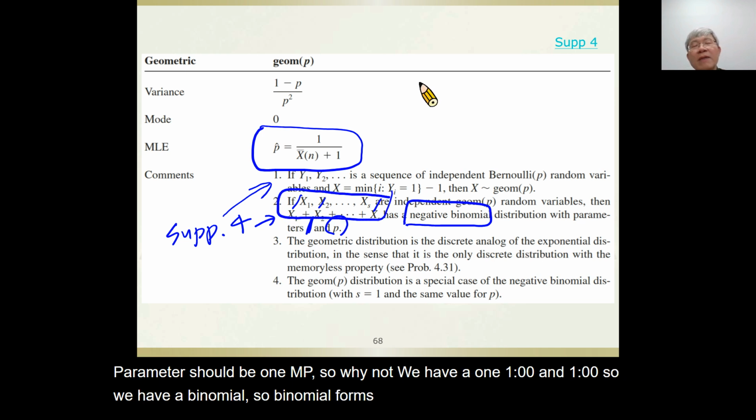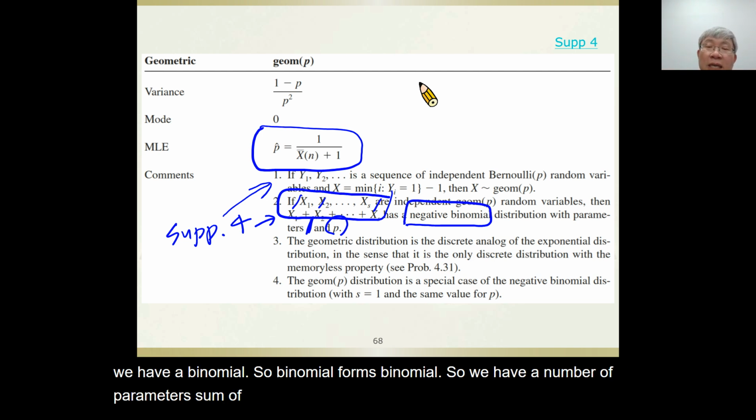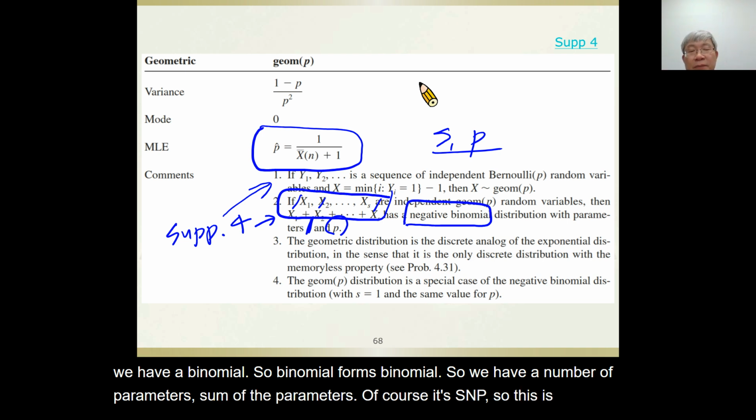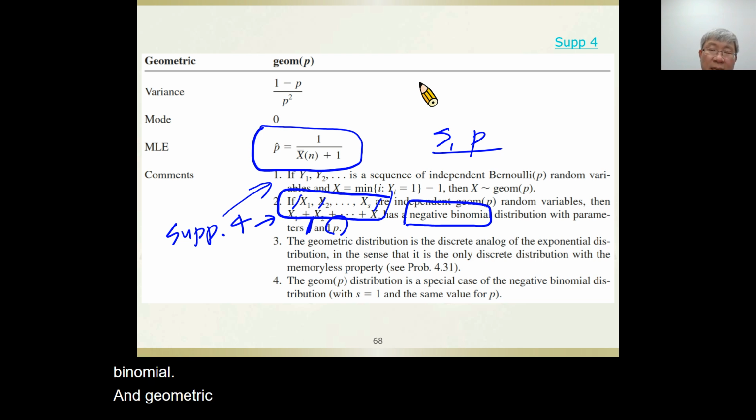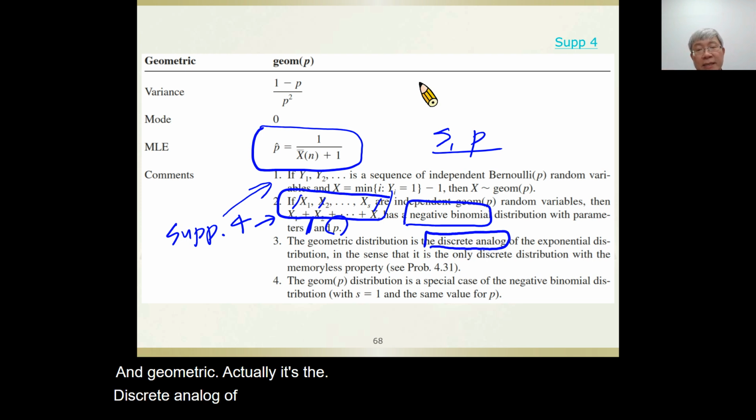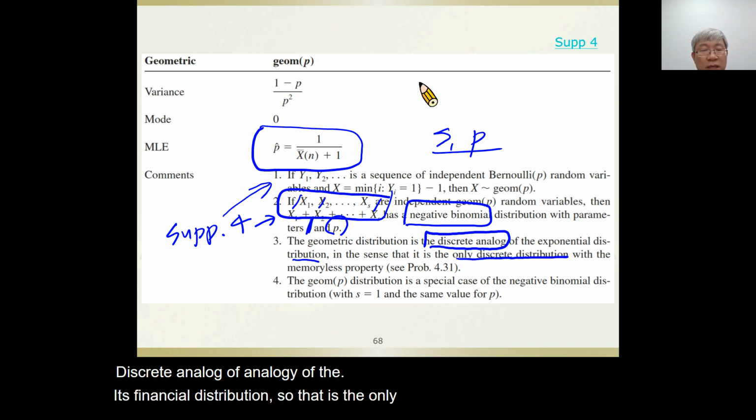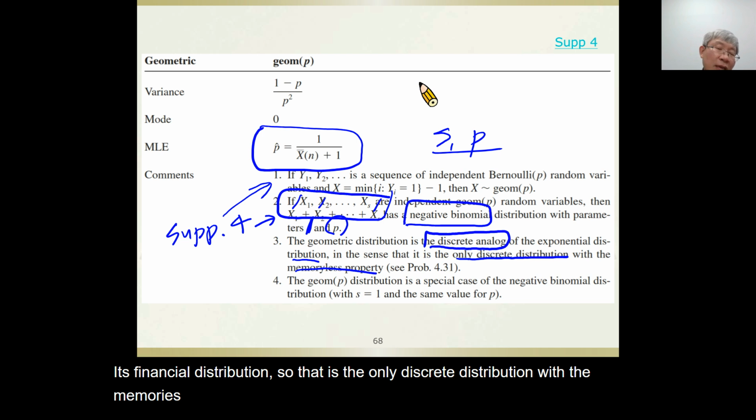So we sum the parameters, and of course it's S and P. So this is negative binomial. And geometry is the discrete analog of the exponential distribution, so it's the only discrete distribution with the memoryless property. Alright, you can check the previous requirement for the memoryless property.